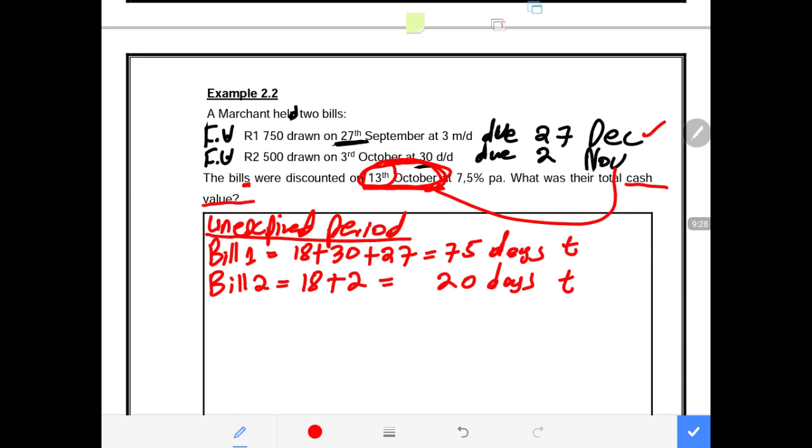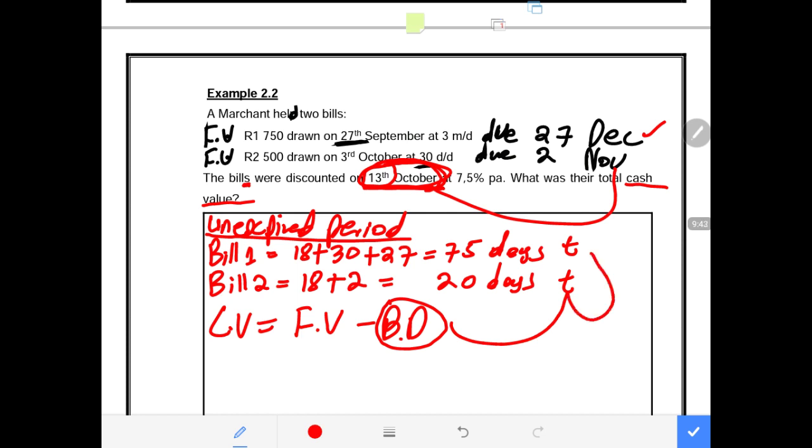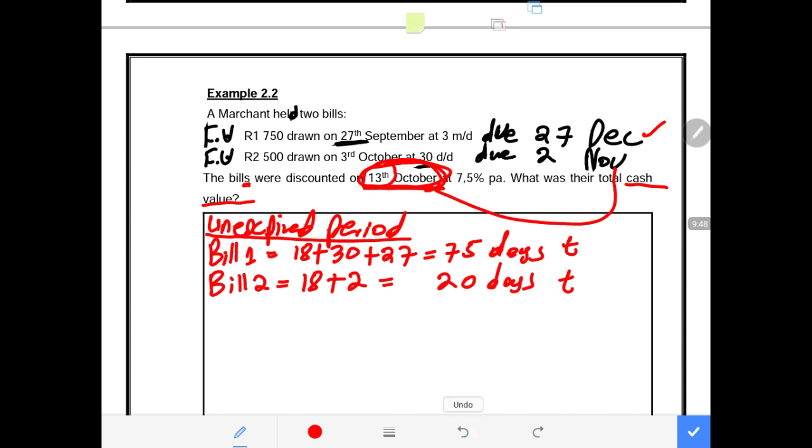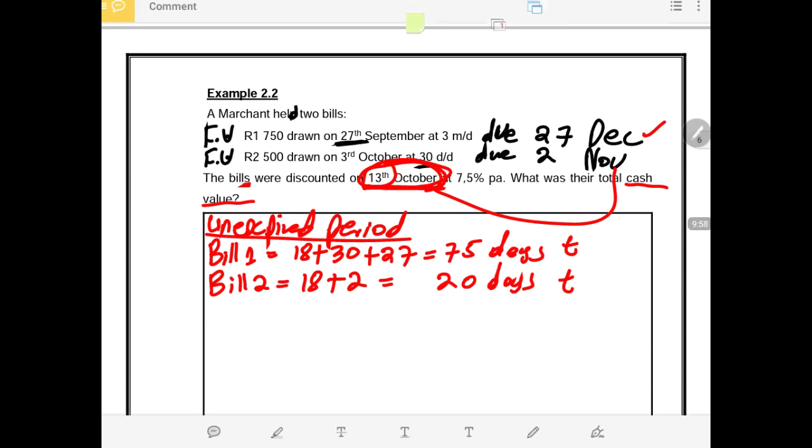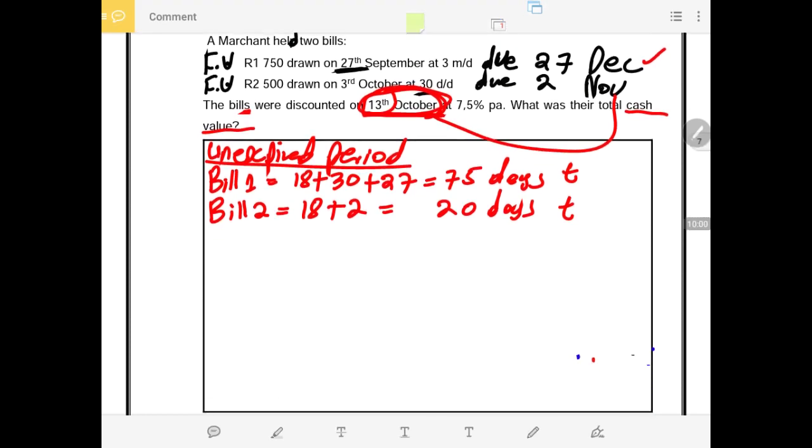What is the cash value of the bill? The cash value of the bill is equal to the face value of the bill minus the banker's discount. So we needed to first calculate the banker's discount with the help of the T that we have calculated previously, because the face values are obviously given. So now let us first calculate the banker's discount for the first bill and the banker's discount for the second bill, then after calculate the cash value for both of these bills.